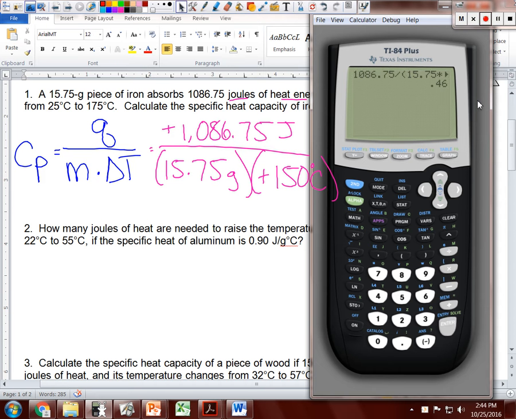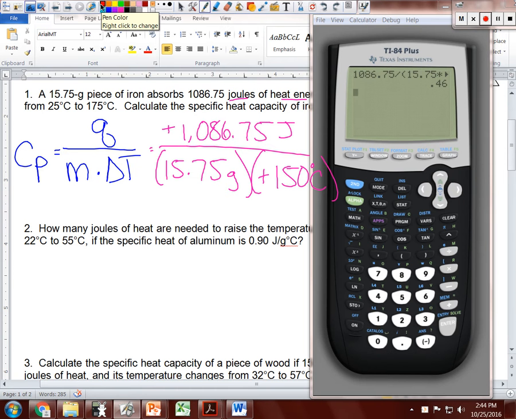Okay. Based on significant figures, let's look at our numbers. How many significant figures are in 1086.75? There's 6 of them. What about 150? There's 2 of them. And then what about 15.75? 4. All right. So for significant figures, mathematically, what are we doing in the calculator? Multiplying and dividing. So what's the rules for those 2 things? The least number. You've got 6, 4, and 2. What's the least number? 2. So what does your answer come out to be?